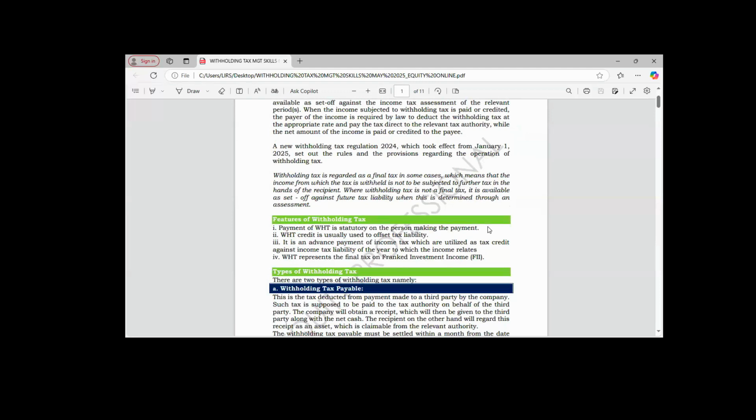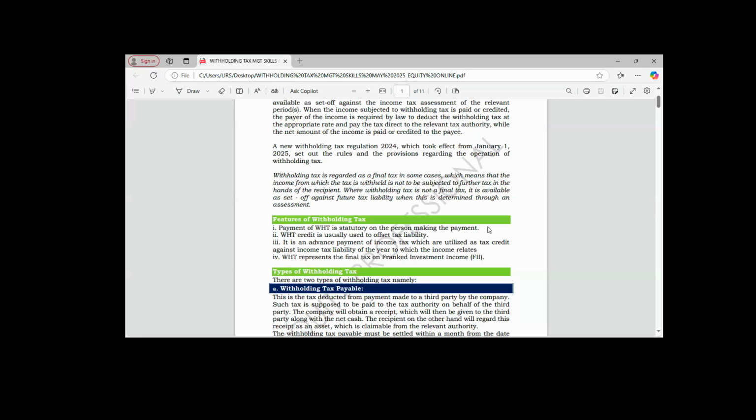Any amount you suffer in advance is not a waste. You are going to use it to reduce your tax liability. It is an advance payment of income tax, so it is collected in advance against tax liability. Again, on franked investment income.